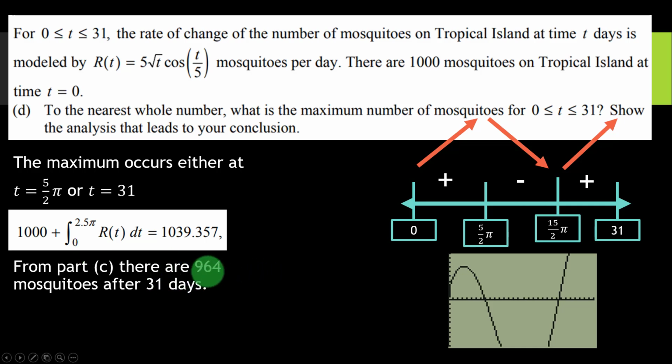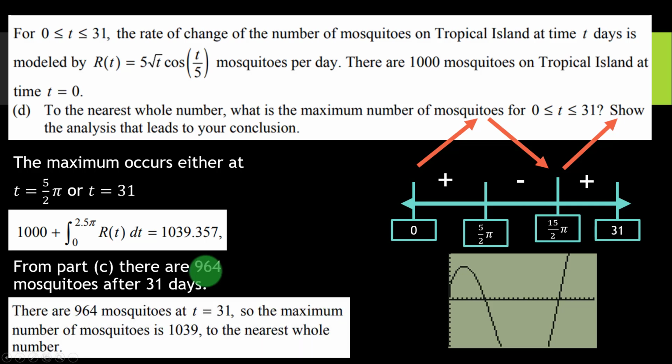We got 964. So we just take the one that's bigger, and we make our conclusion. There are 964 mosquitoes at time 31, so the maximum number of mosquitoes is 1039 to the nearest whole number. And that's at time 31. Sorry, that's at time 5/2 pi.